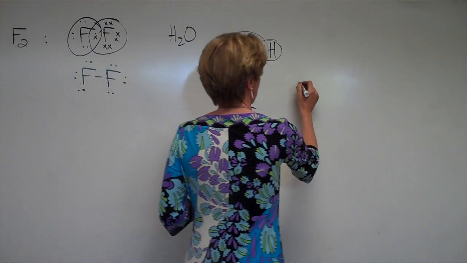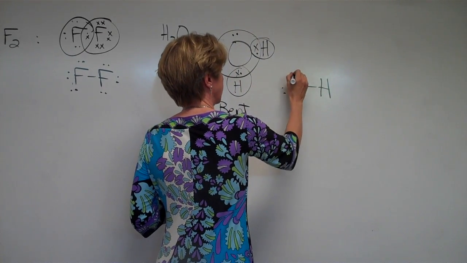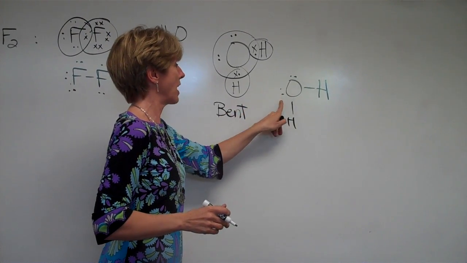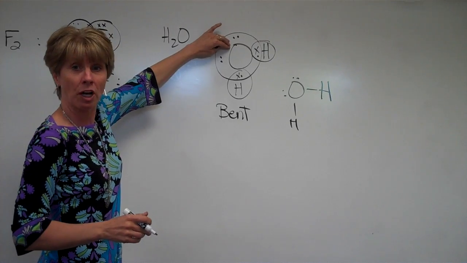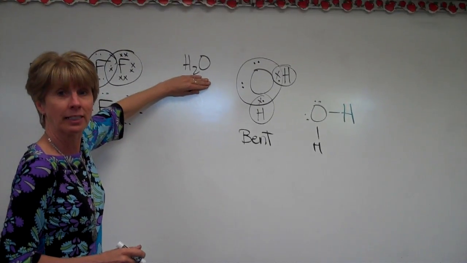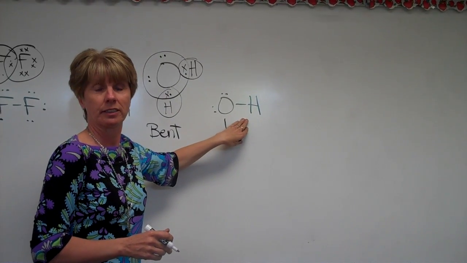Now let's draw the picture, the structural formula. There it is, that lone pair of electrons. Okay, this is the Lewis structure. This is the molecular formula. This is the structural formula.